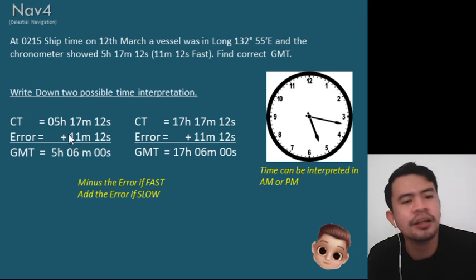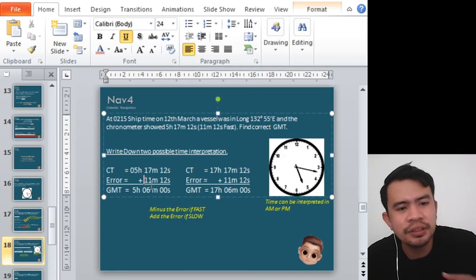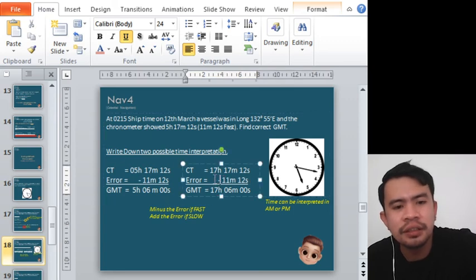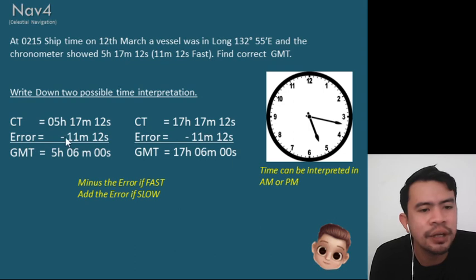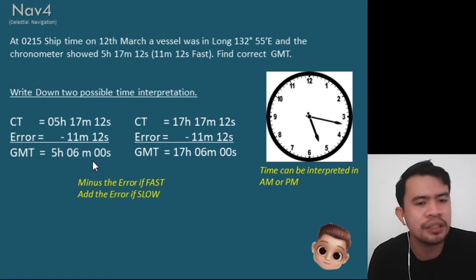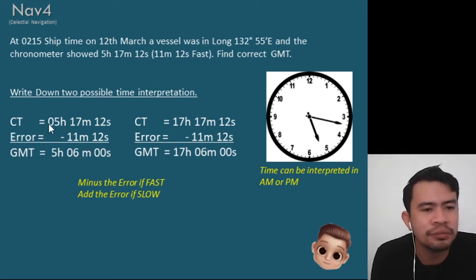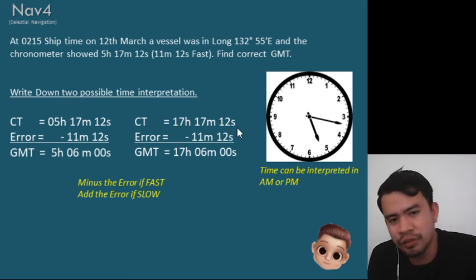Ang daming error ng ating PowerPoint. So, i-minus natin siya. Dahil minus, we'll get the answer 5 hours 06. Then 17 minus 11 will get 06. 12 minus 12, 0. Then pababa natin yung 5. For this one, 17 minus 0, of course, 17. 17 minus 11 will get 6. Then 12 seconds here. Then this is the two interpretations of our chronometer time here.